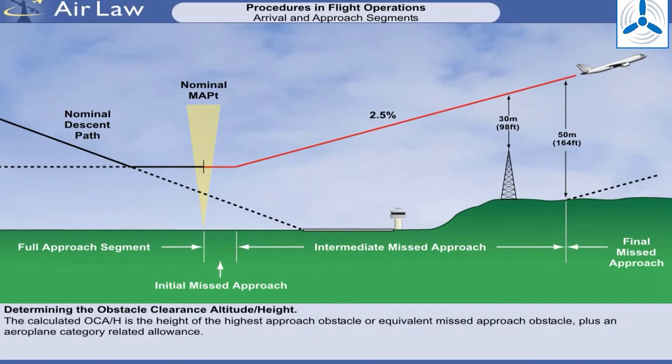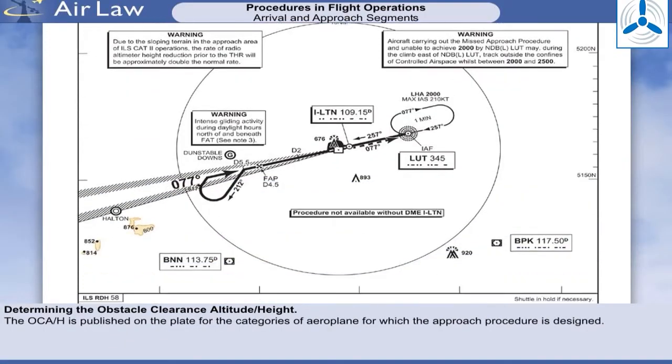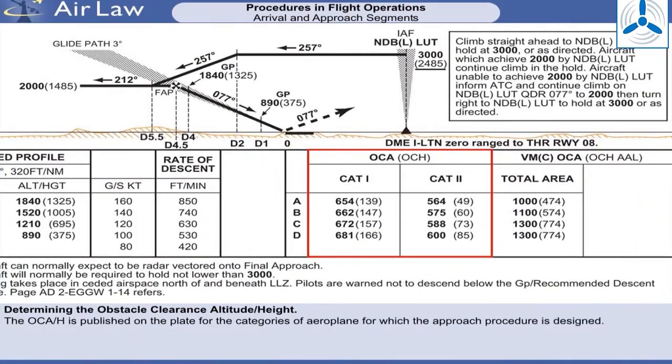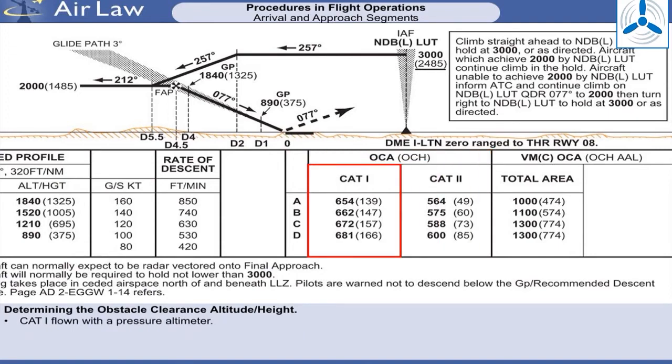The calculated OCA or H is the height of the highest approach obstacle, or equivalent missed approach obstacle, plus an aeroplane category related allowance. The OCA or H is published on the plate for the categories of aeroplane for which the approach procedure is designed. The values assume the following as standard. Cat 1 is flown with a pressure altimeter. Cat 2 is flown with a radio altimeter and flight director.